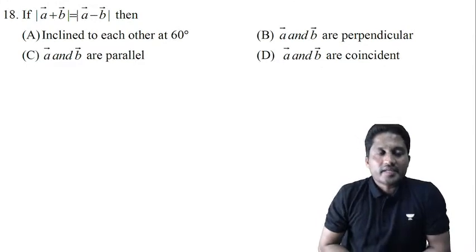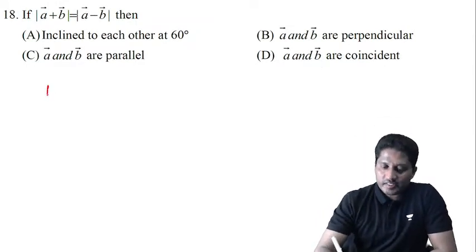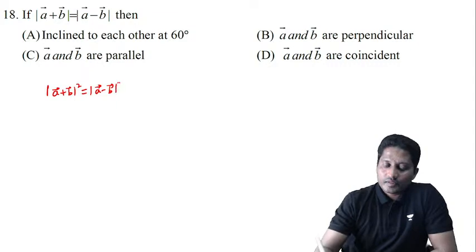Question number 18. If I square on both sides, it's a very simple question. Mod of a plus b the whole square is equal to mod of a minus b the whole square, right? If I square this, you get a square plus b square plus 2 times a dot b is equal to a square plus b square minus 2 times a dot b.